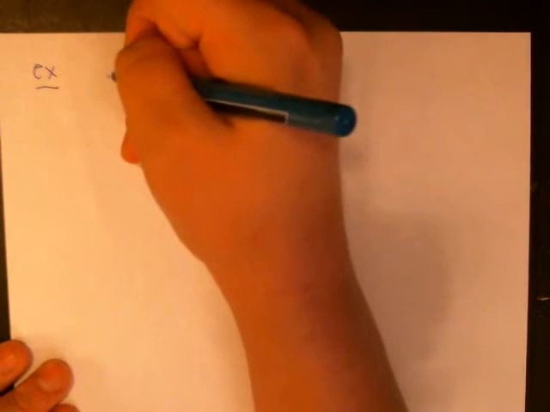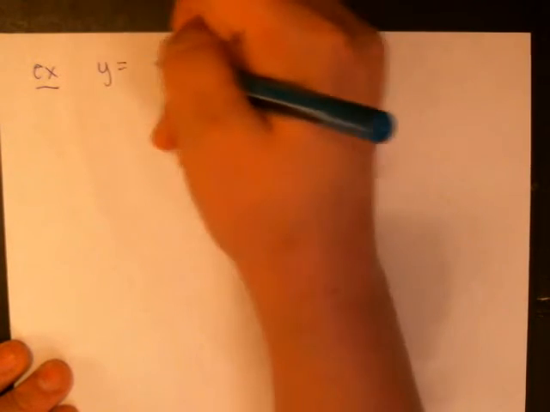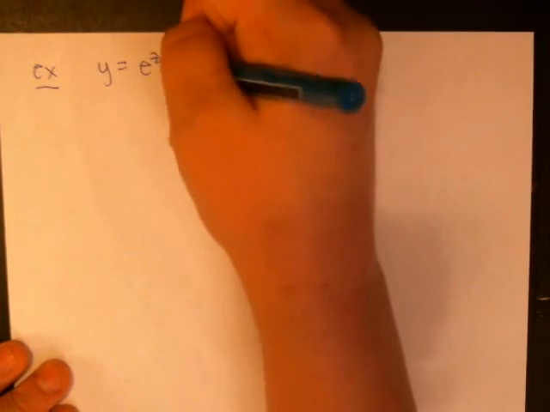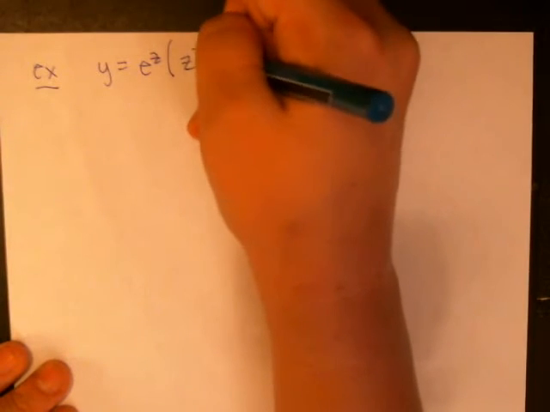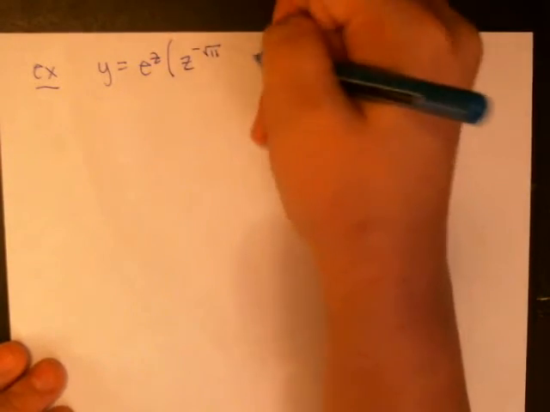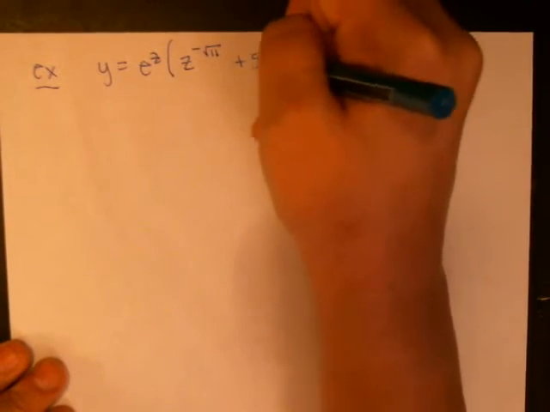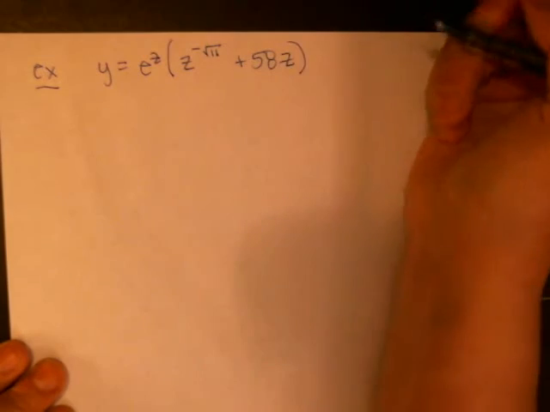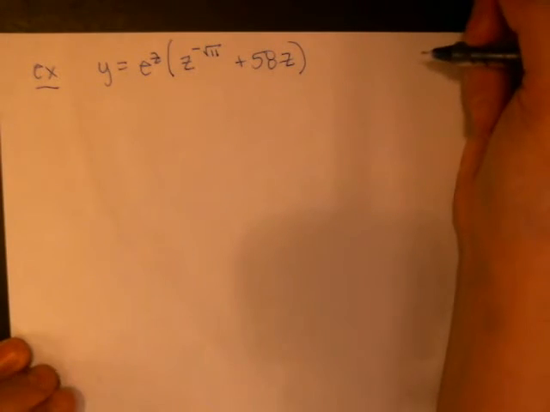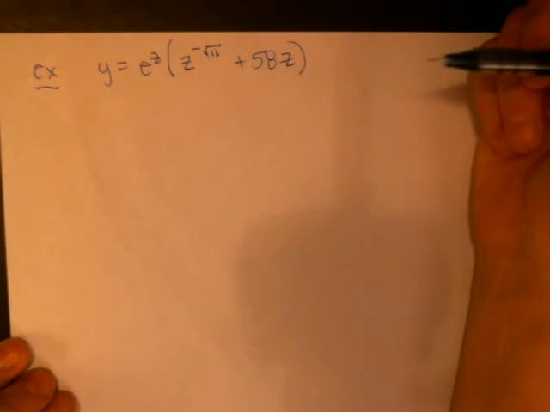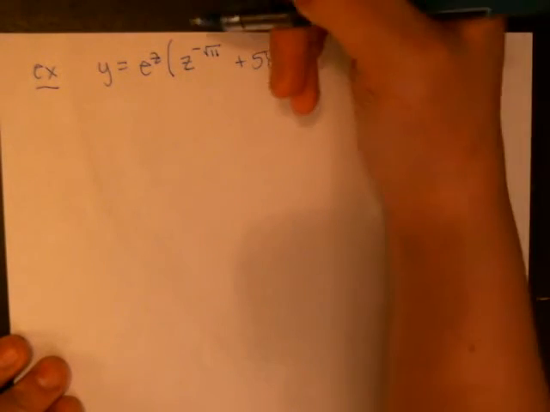Okay, let me show you just a couple more. So I'm going to say I have y equals e to the z times z to the negative root 11 plus 58z. And I want to take the derivative. So again, it's good to ask yourself, can I make this easier by simplifying first?